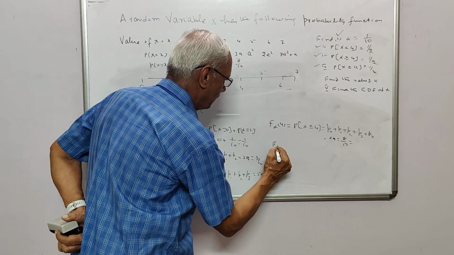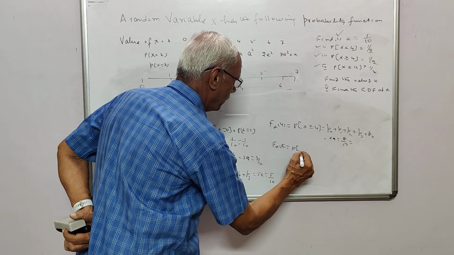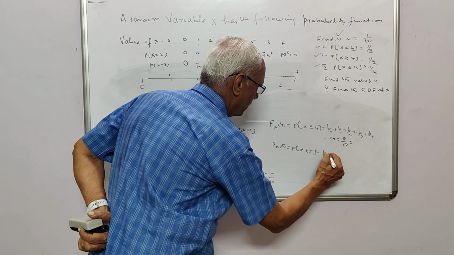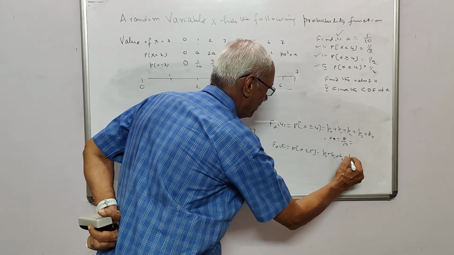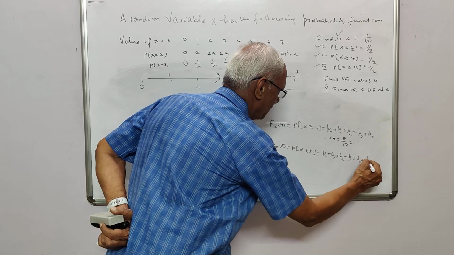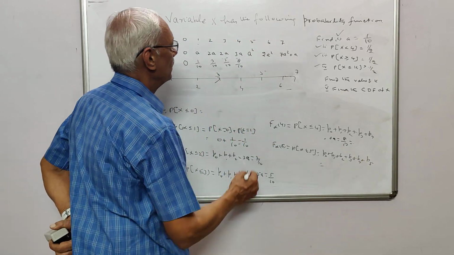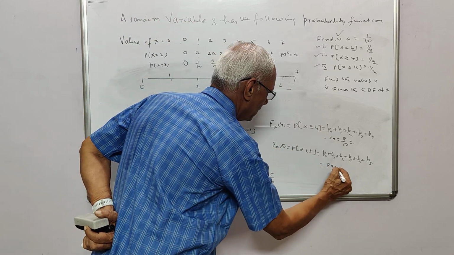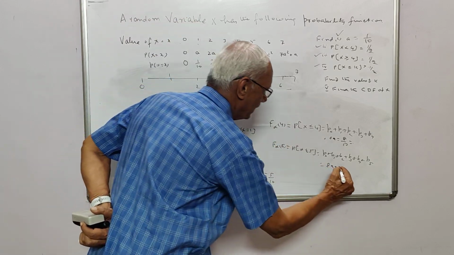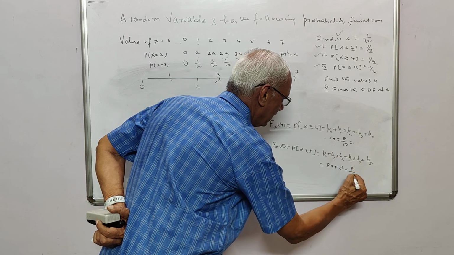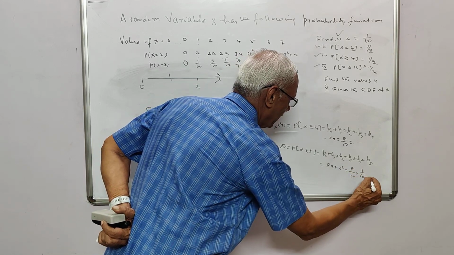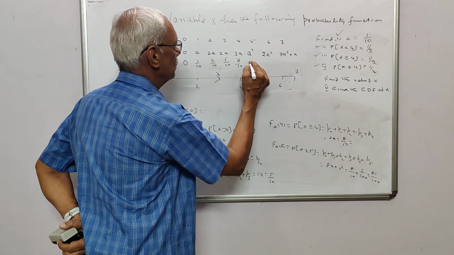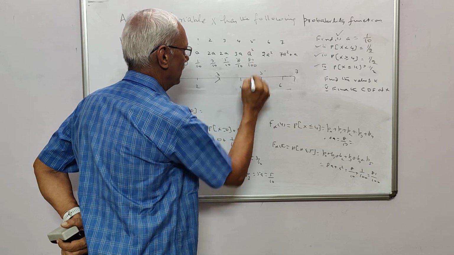Then F_X(5), P of x less than or equal to 5, P0 plus P1 plus P2 plus P3 plus P4 plus P5. Now that means what? Up to this we have got 8a, and you have got a squared, that is 8 by 10 plus 1 by 100, so this is 81 by 100.